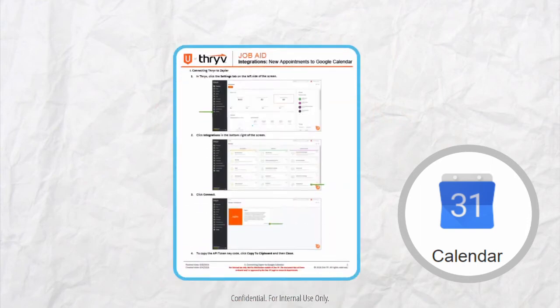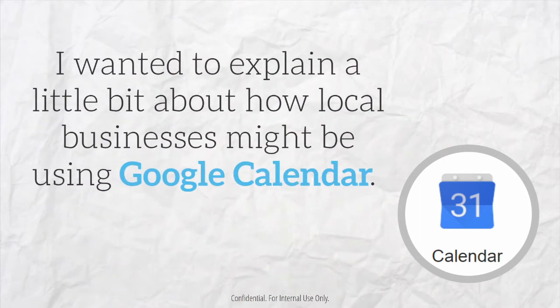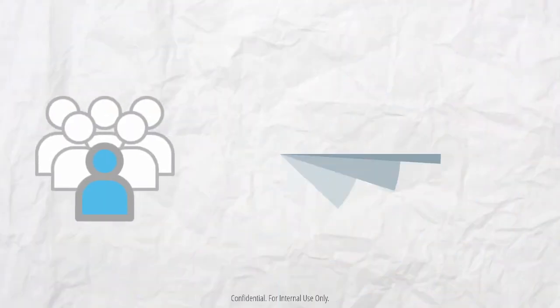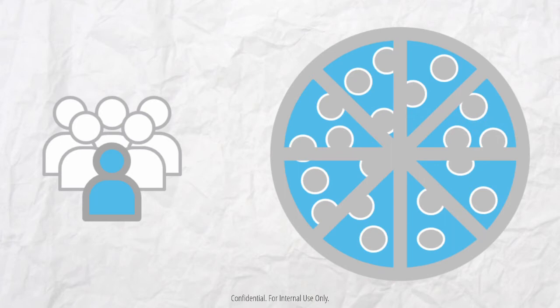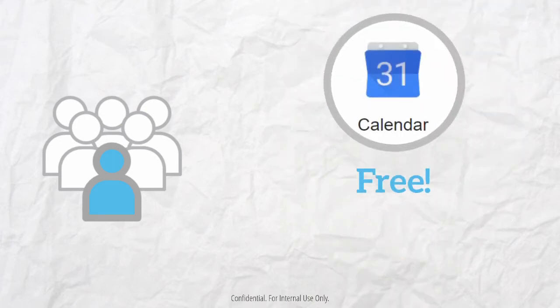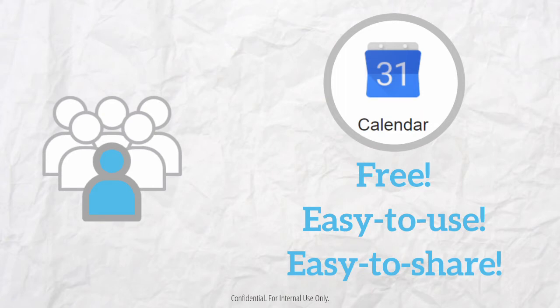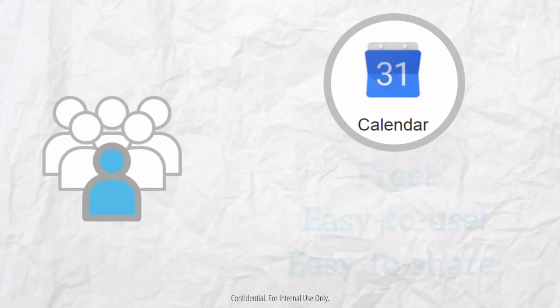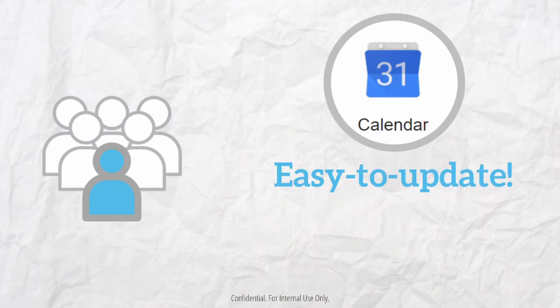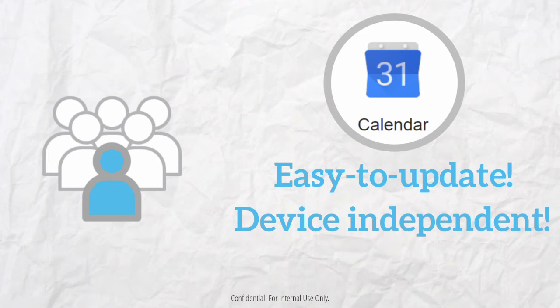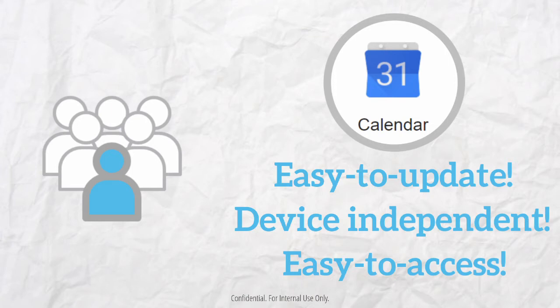Before we jump into the steps to set this up, I wanted to explain a little bit about how local businesses might be using Google Calendar. See, a friend of mine manages a pizza restaurant, and she loves Google Calendar because it's free, it's easy to use, and she can share the calendar with all of her employees so no one has to drive into work to physically look at a piece of paper each week. This means she can create her restaurant schedule every week, and all of her employees can see the schedule regardless of what device they might use, so they can look up the schedule anytime to know when they're working.